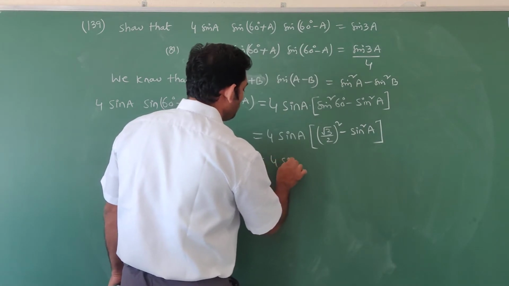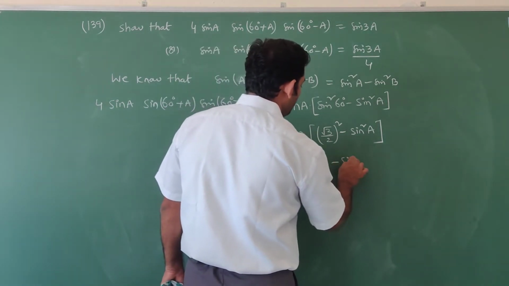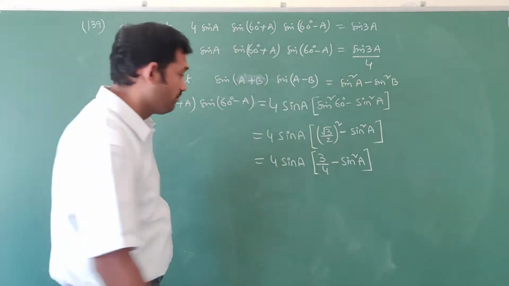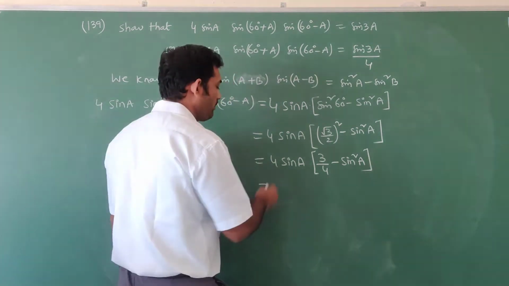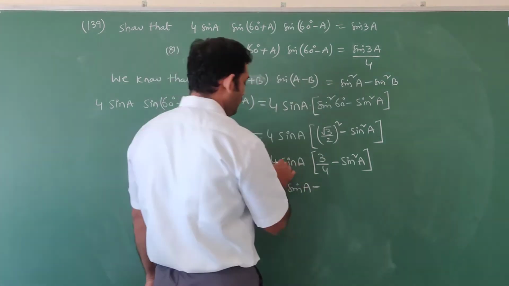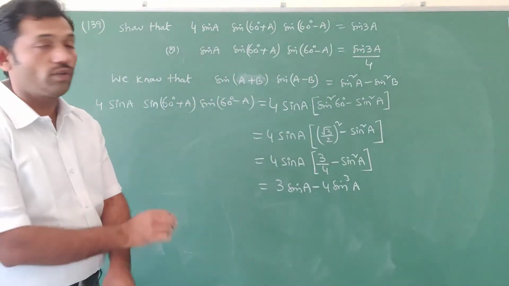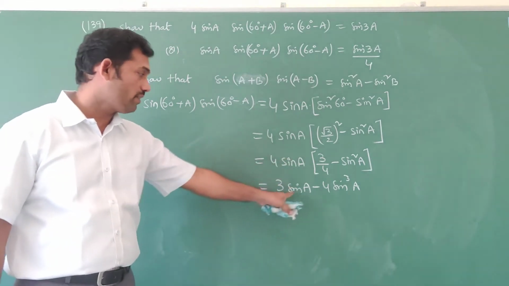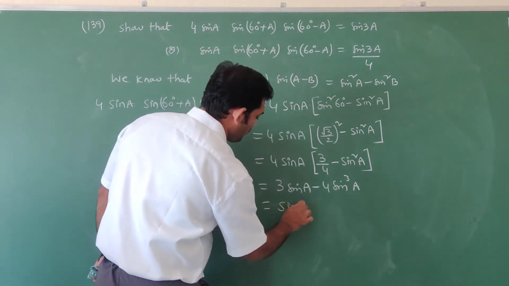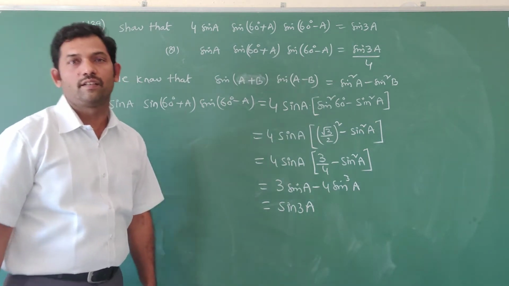4 sin A, this value 3 by 4 minus sine square A. Again multiply with sin A. 4 sin A, what happens? 4 gets cancelled. 3 sin A minus 4 sin cube A. 4 sin A is multiplied, so we are getting 3 sin A minus 4 sin cube A. So what is that formula? Sin 3A, that formula. Note down fast.